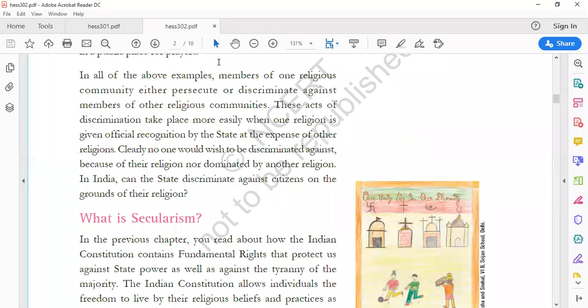In all of the above examples, members of one religious community either persecute or discriminate against members of another religious community. These acts of discrimination take place more easily when one religion is given official recognition by the state.